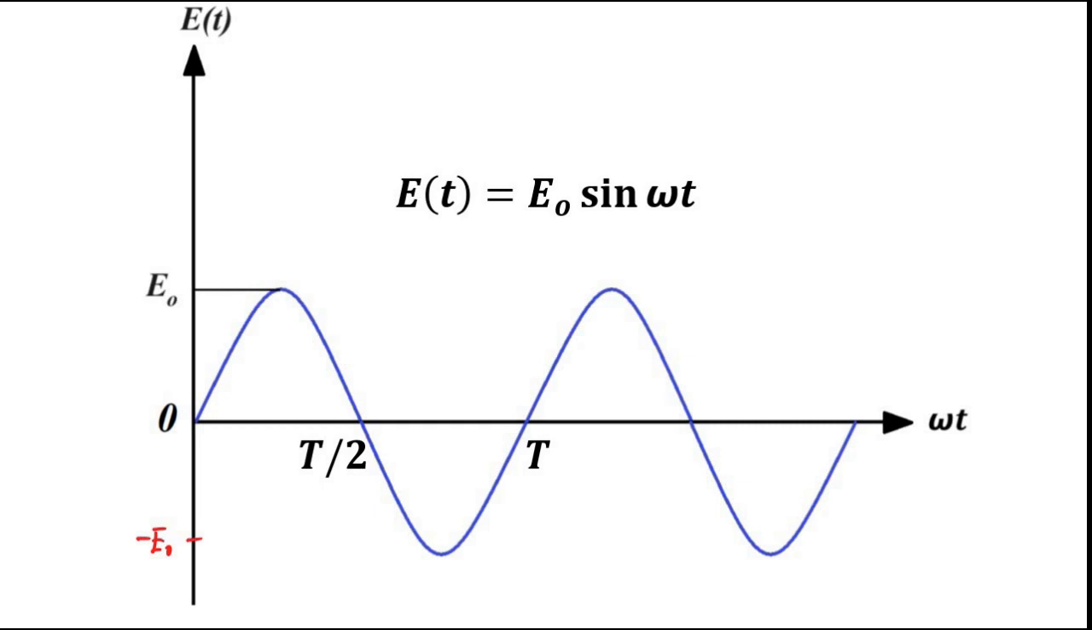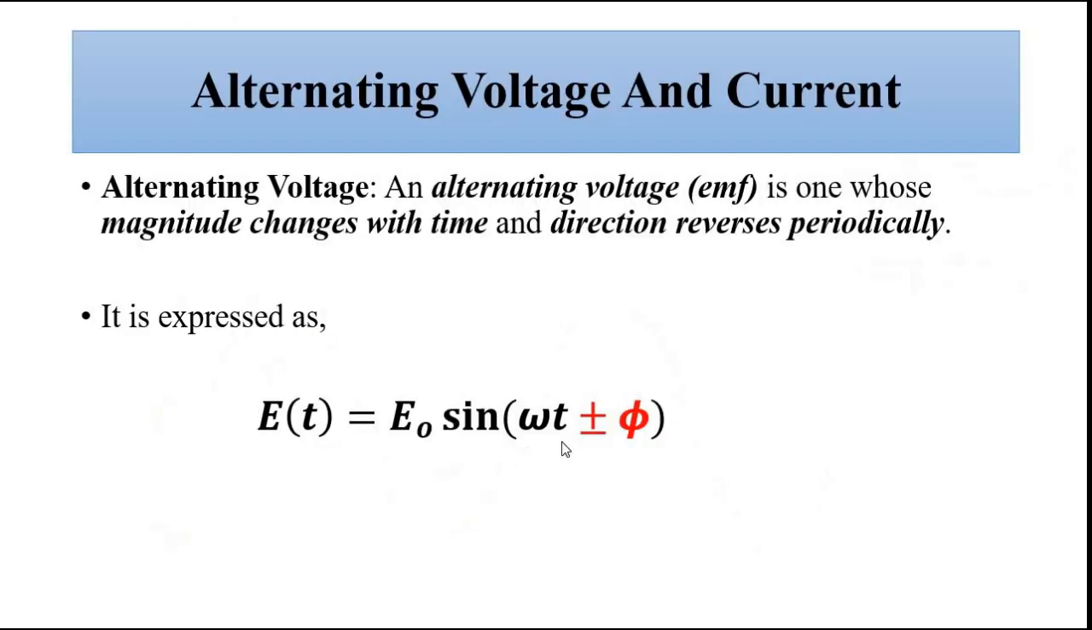Here, this is the positive half cycle from 0 to T by 2, and from T by 2 to T, that is the negative half cycle. This positive followed by the negative half cycle constitutes one complete cycle, one complete waveform, and this is the time period, capital T. The reciprocal of the time period is frequency, and angular frequency is equal to 2 pi f. This is hertz or second inverse, and this is radians per second. So this is the representation of alternating voltage.